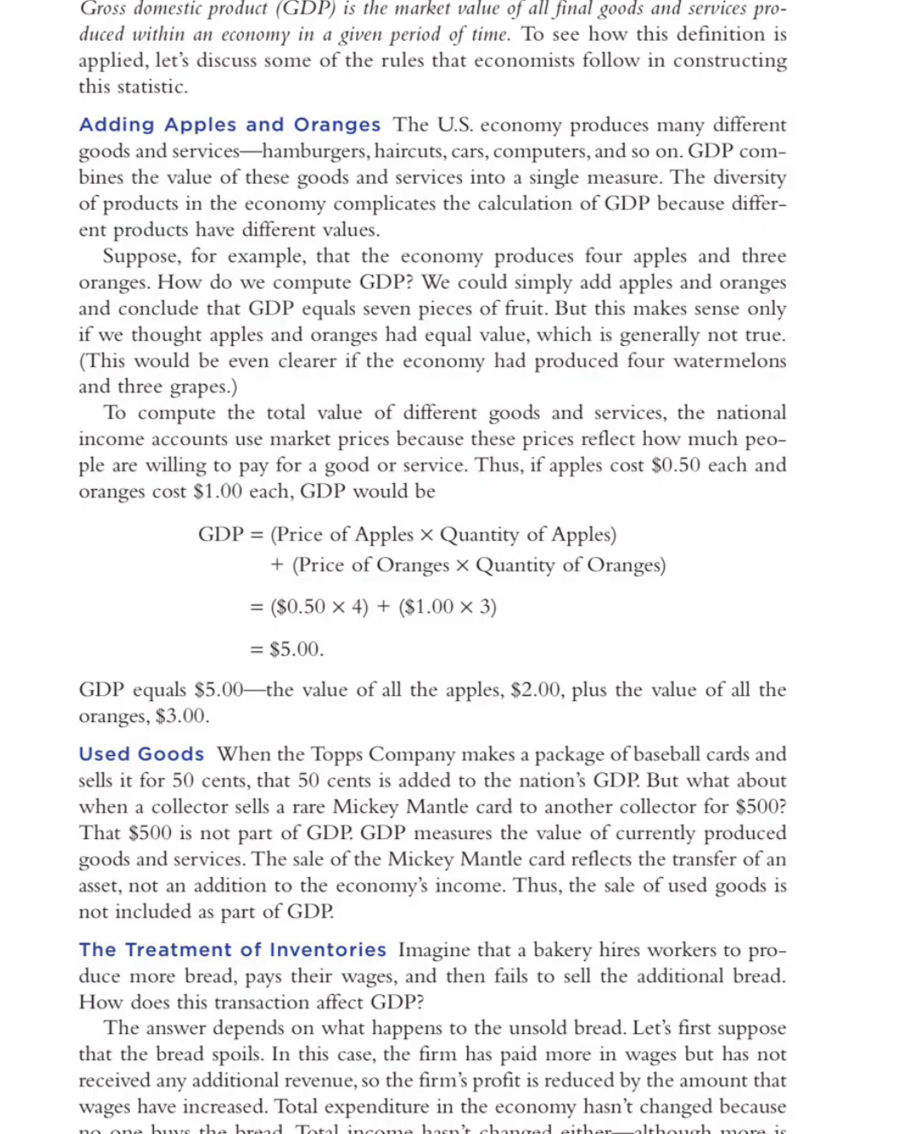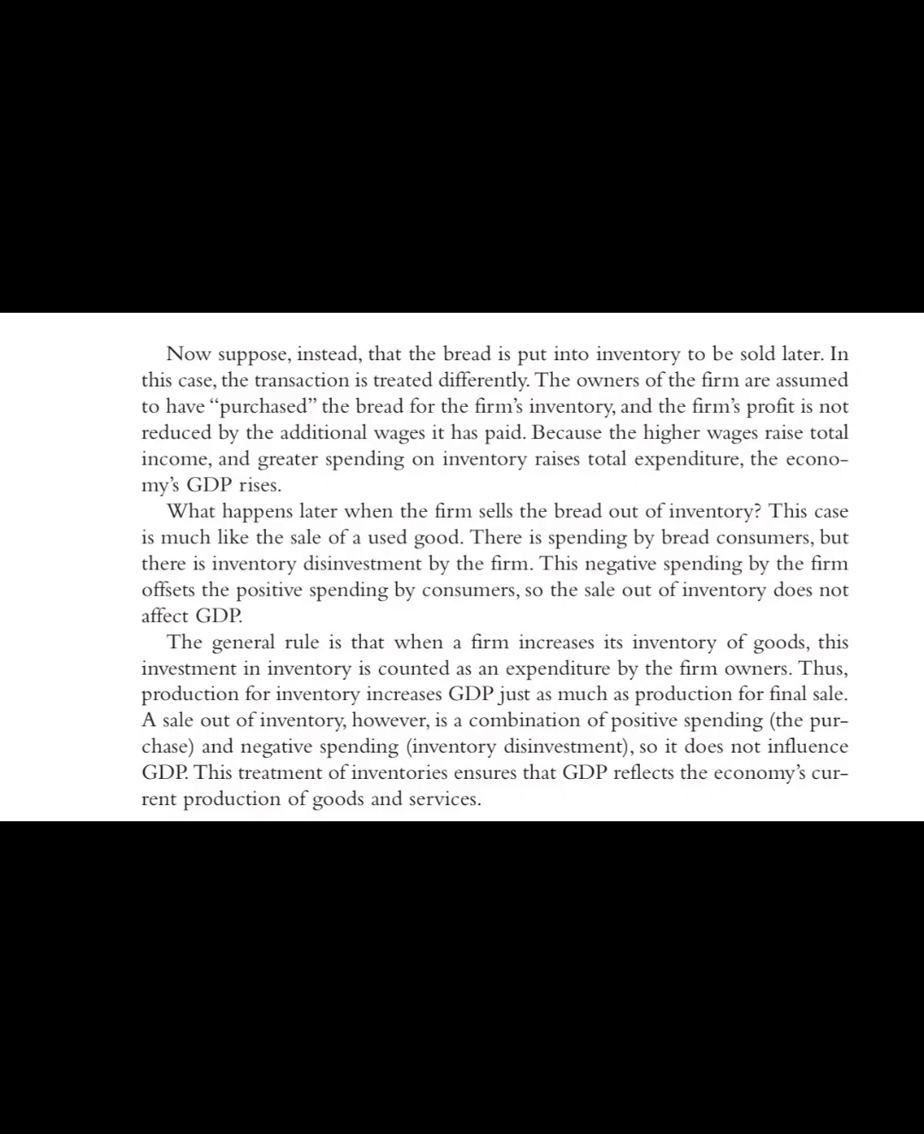We need to notice how inventory is treated in this way. Okay, we talk about the next treatment of inventory. Suppose that the bread put into inventory is to be sold later. In this case, the transaction is treated differently. The owner of the firm must be assumed to have purchased the bread for the firm's inventory. From an accounting point of view, it will be the opening inventory next year. So the inventory will be sold later.